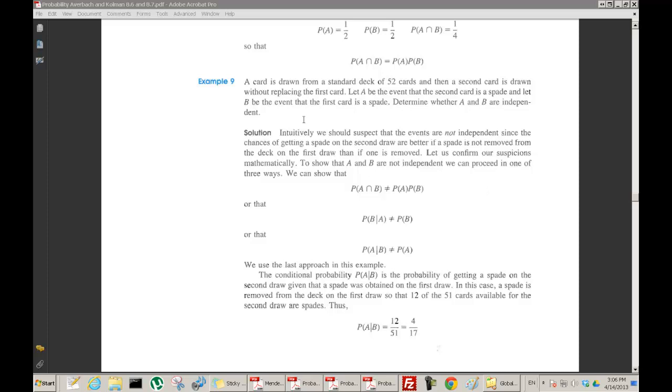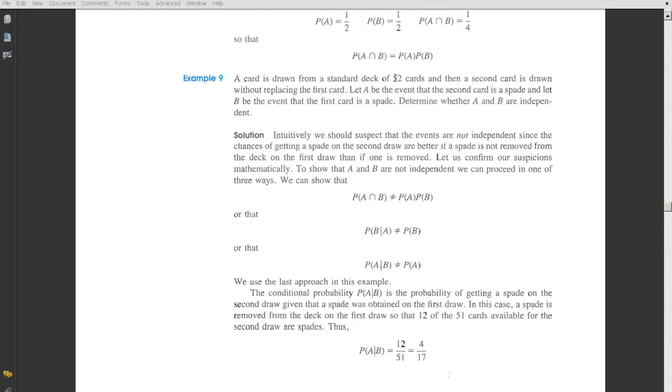Okay, let's look at this example 9, independence. A card is drawn from a standard deck of 52 cards, and then a second card is drawn without replacing the first card. Let A be the event that the second card is a spade, and let B be the event that the first card is a spade. Determine whether A and B are independent.